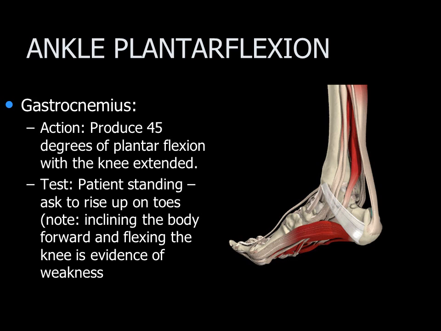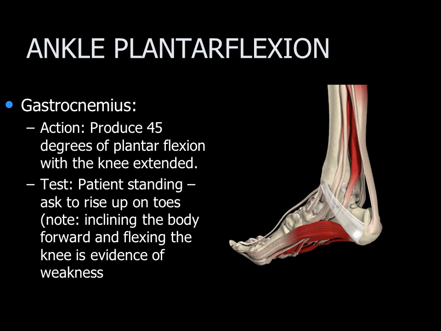The function of the gastrocnemius muscle is to produce 45 degrees of ankle plantar flexion when the knee is extended. And notice that there's emphasis that the knee must be extended. When the knee is not extended, or say when the knee is flexed, the two heads of the gastrocnemius that cross the knee joint become slack or loose, and muscle strength of the gastrocnemius becomes compromised.